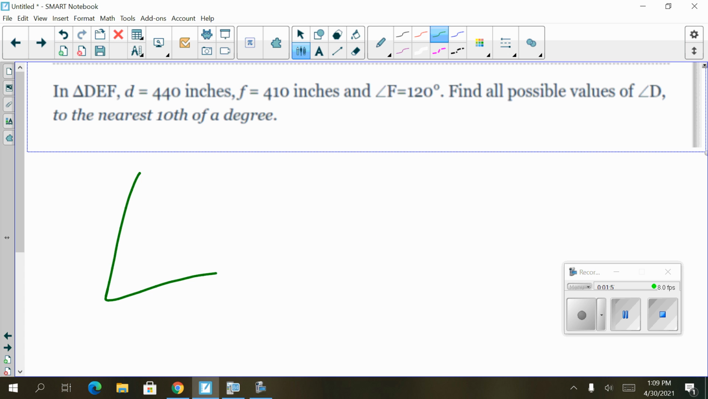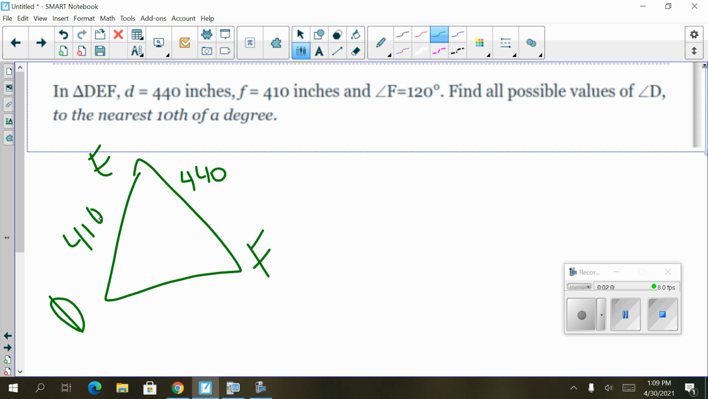All right, let's draw out our triangle DEF. We know that little d is 440. That lives across from big D. We know that little f is 410. That lives across from big F. And we know that big F is 120. We want all possible measures of angle D, which lives right down here.